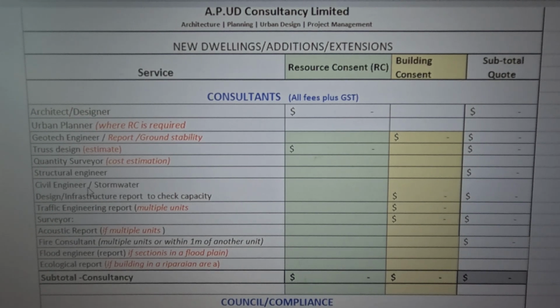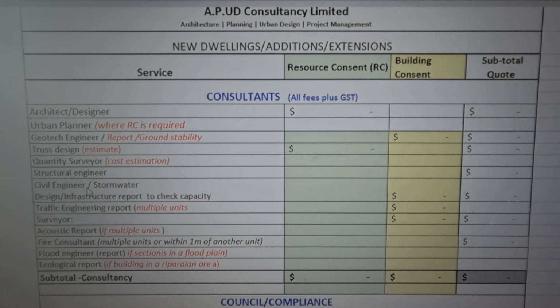And then you might need an ecological report if you're building in a riparian area. So a riparian area is where you're building within, say, 10 meters of a stream, within 30 meters of a lake, or within 30 meters of the coastline or whatever. But generally, if you're building within a riparian area, you may be required to do an ecological report. So, as a matter of fact, we have a project at the moment that we were required to do.